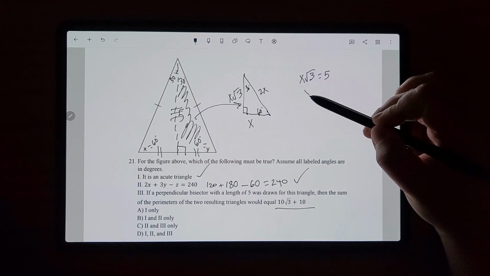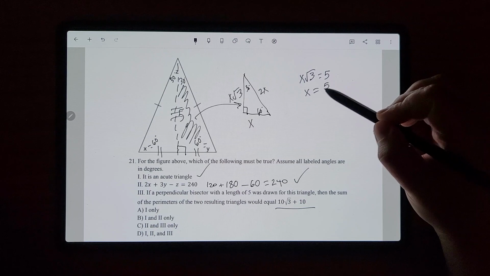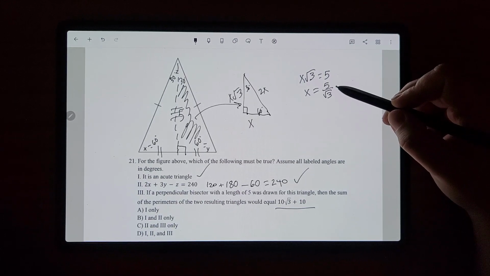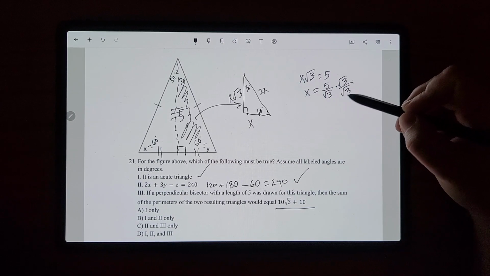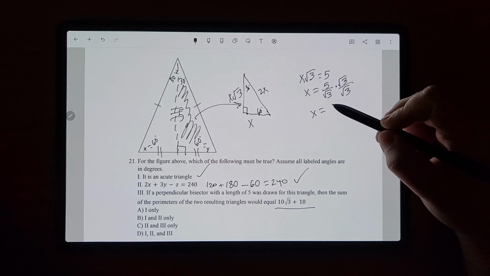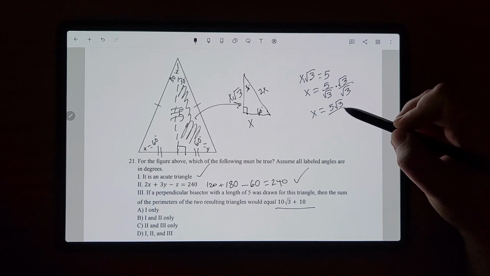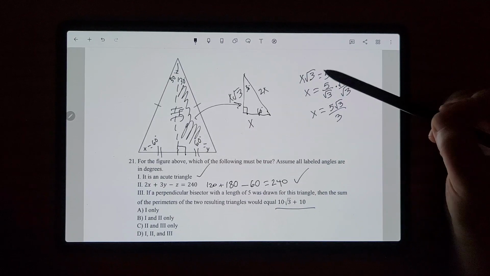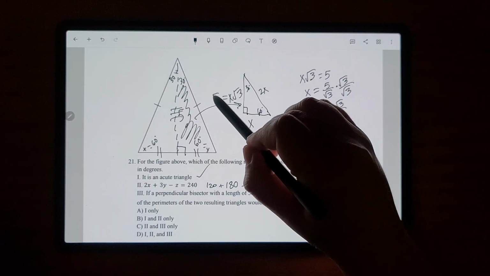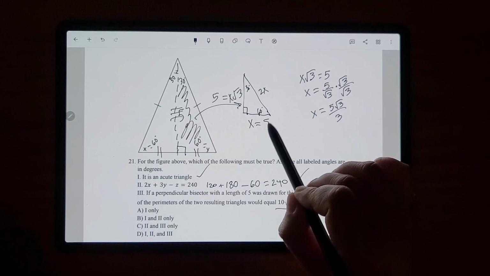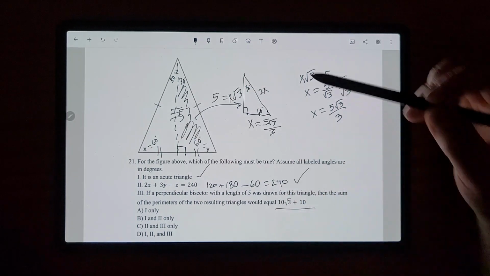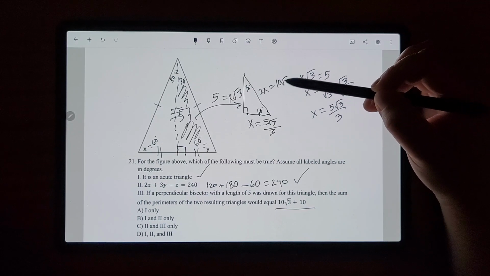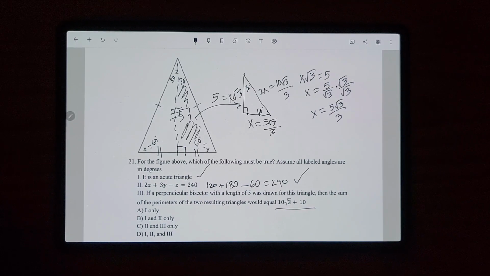So to get x by itself, I divide by root 3 on each side and I get 5 over root 3. But remember, we do not like to have radicals in the bottom, so we have to rationalize this by multiplying by root 3 over root 3. And when we do that, we're going to get x is equal to 5 root 3 over 3. So the perimeter would be x root 3, which is 5, plus x, which is 5 root 3 over 3, plus 2 times this x value right here, which would be 10 root 3 over 3.